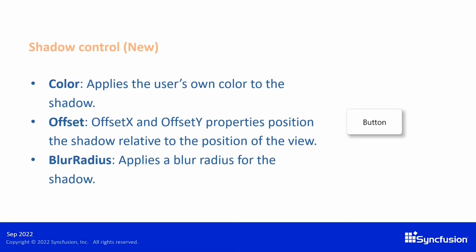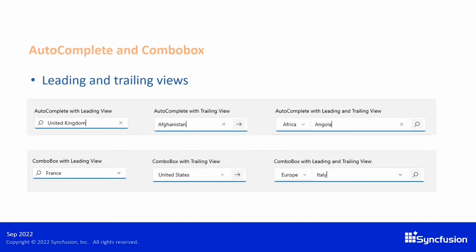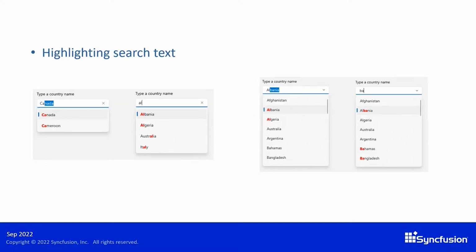We have introduced a new shadow control in the WinUI platform, which comes with features to customize the color of the shadow. And you can customize the position of the shadow with the offset X and Y properties. You can also increase or decrease the blur radius of the shadow. And for the autocomplete and combo box controls, we have introduced leading and trailing view support that allows you to include any shape, text, or controls in the leading and the trailing views. We also support highlighting the text we type in the control in the options listed below.